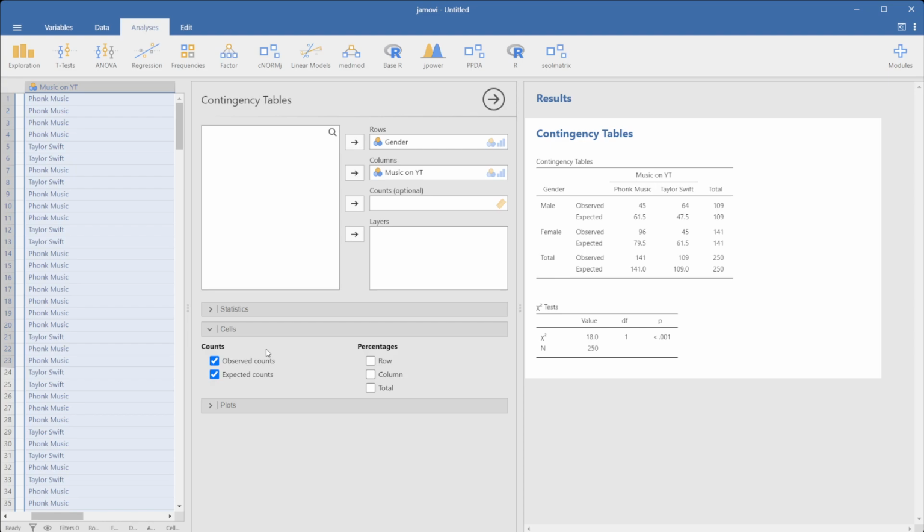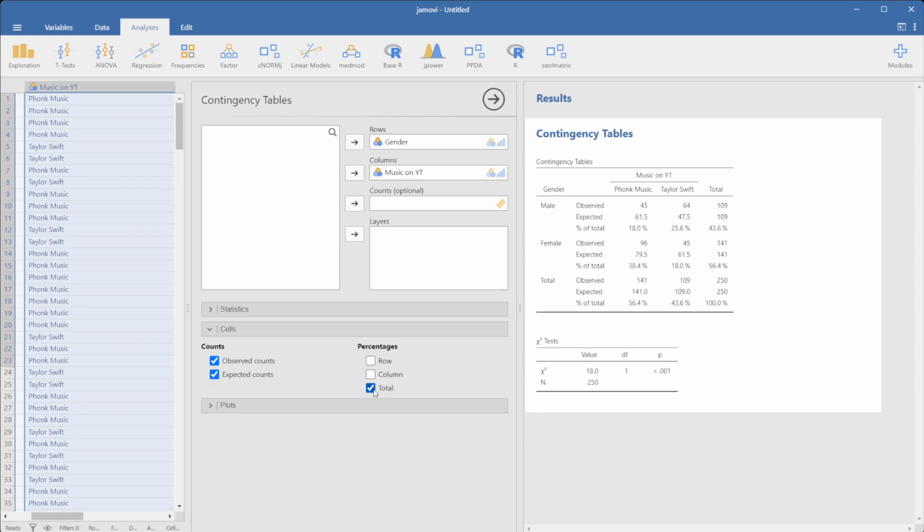And why not? I would personally also add percentages of the total, meaning that in this case, for instance, we know that males listening to funk music are constituting the 18% of our sample. Again, just an information that it might come in handy later on. But how do we know if we have a significant relationship? Well, that's pretty easy. We just look at the p-value.